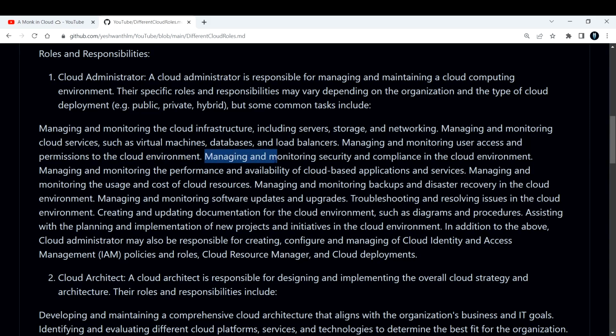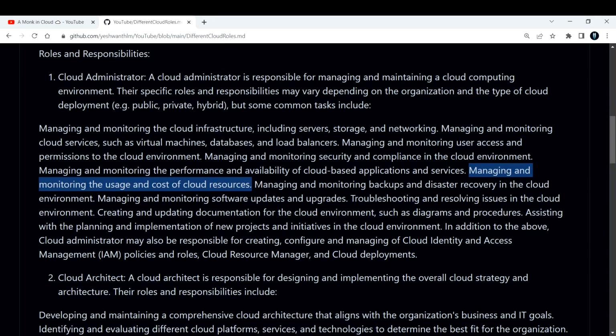Next, he would also be managing and monitoring security compliance in the cloud environment. This need not be the same in all organizations. There would be a separate team also, but I'm just summarizing what could be a cloud administrator role. Next, he would also be managing and monitoring the performance and availability of cloud based applications and services, and managing and monitoring the usage and the cost of cloud resources. This is one of the important tasks of a cloud administrator.